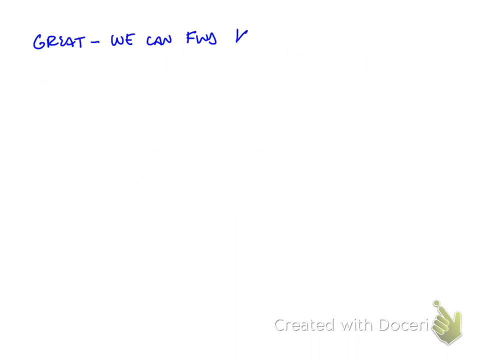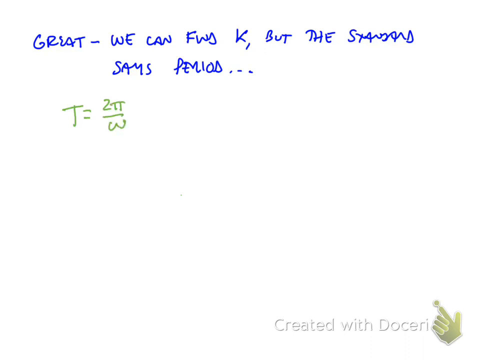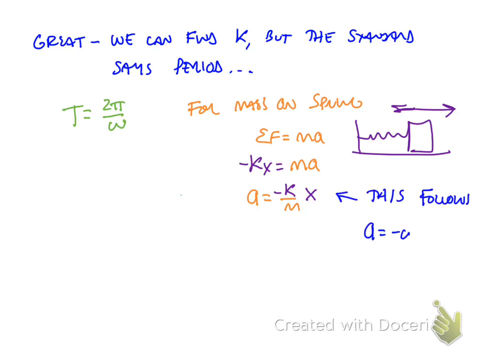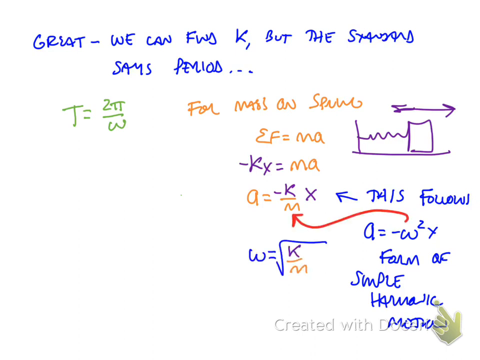You might be saying, oh, that's great, we can now find k. But the standard says find the period. Remember, to do that, the period is 2 pi over omega. And if we have a mass on a spring, we can start with the sum of the forces equals ma. And we know that the spring force is minus kx equals ma. So a is minus k over m times x. And this follows the idea of a equals minus omega squared x, which is the form of simple harmonic motion. So omega squared is k over m, or omega is the square root of k over m.